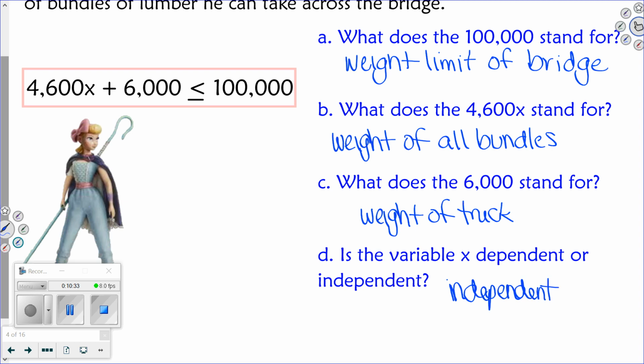What would be dependent? I don't have another variable up here, but what would be dependent? The 100,000 doesn't change. The total weight, thank you. The total weight of my truck with all my bundles on it, that's dependent. That's depending on how many bundles I'm taking. Okay, that depends upon it.